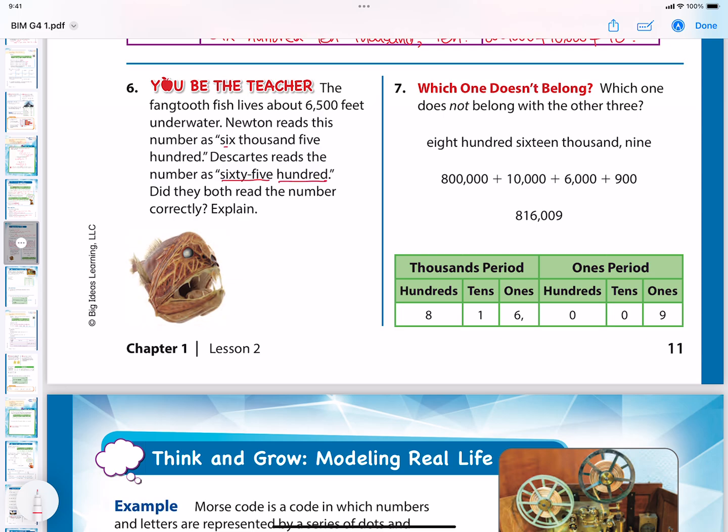6,500. 6,500. The answer is yes. How? Because let's say 6,500 is like this, and 6,500 is like this. Aren't they the same? Yes, correct. Because 65 times 100 is equal to what? 6,500.